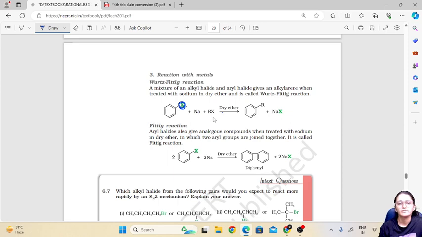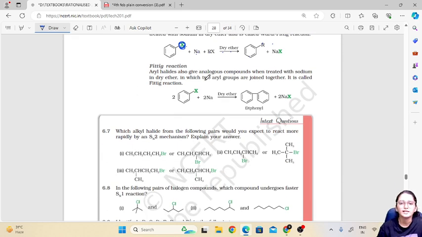So an aryl halide, when treated with sodium, alkyl halide and dry ether, gives an alkylbenzene. For example, I will take benzene with chlorine attached to it, plus sodium, plus CH3Cl in the presence of dry ether. I will get benzene with CH3 and sodium chloride, NaCl.